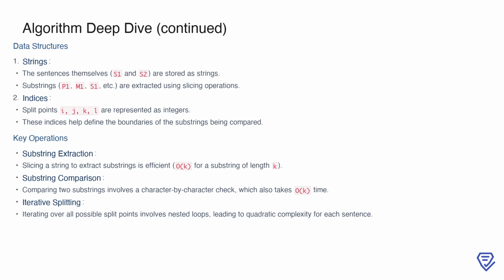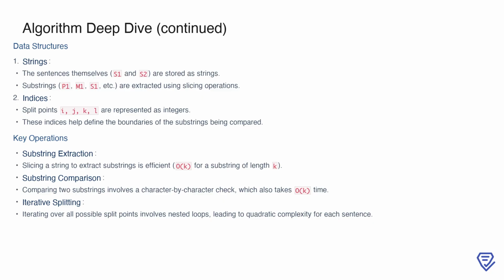First, the sentences themselves, S1 and S2, are stored as strings. The substrings, such as P1, M1, and S1, are extracted using slicing operations. Additionally, we use integers to represent the split points i, j, k, and l, which define the boundaries of the substrings. The key operations involve substring extraction, which is efficient with slicing and operates in O(k) time for a substring of length k.